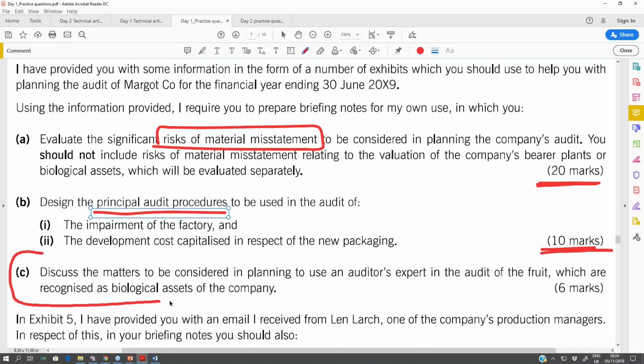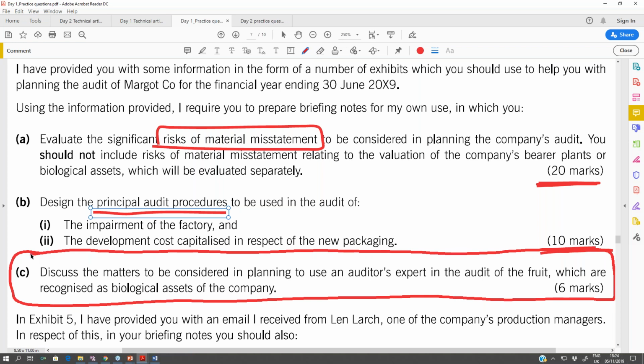It says, discuss the methods to be considered in planning to use an auditor's expert in the audit of the fruit which are recognized as biological assets of the company. So the company has some biological assets, and the auditor is planning to use the expert in that process. So the examiner is asking, discuss the matters to be considered in planning to use an auditor's expert in the audit of the fruit, which are recognized as biological assets in the company. We have 6 marks. So that means we need to discuss the matters in considering to use the work of an expert, right, for 6 marks.